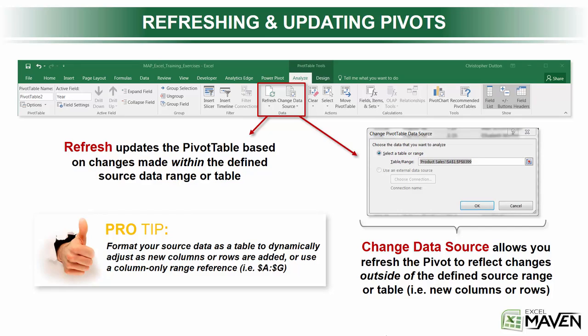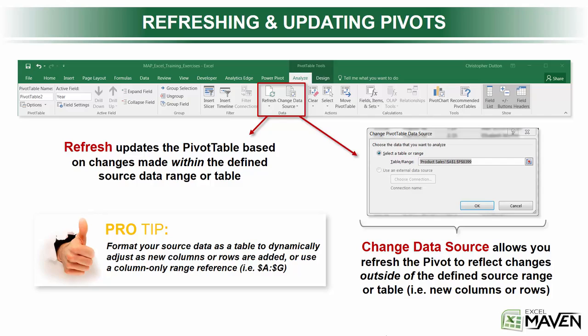Any change that you add outside of that box, like adding data to rows 101, 102, 103, or pasting new data into columns C, D, E, or F, those will not be captured by refresh. For changes like that, you need to use the second option, which is change data source. And what this does, as you might expect, is allow you to refresh the pivot to reflect changes outside of that defined source range or table.